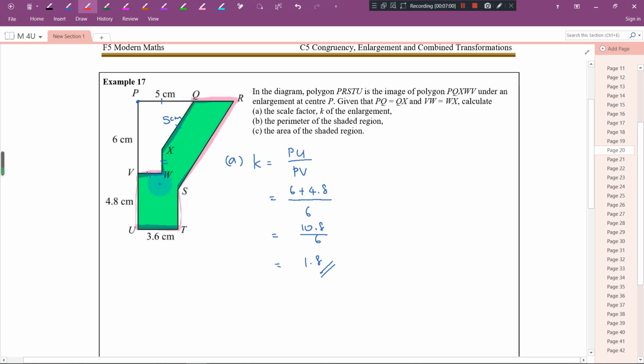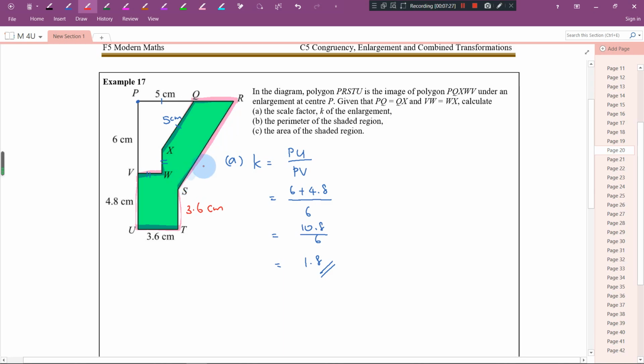Since the question tells you that VW and WX are the same length, when they enlarge, VW will become UT, WX will become TS. So this and this are the same length, that means UT and TS will be the same length as well. So we know this is 3.6 centimeter.